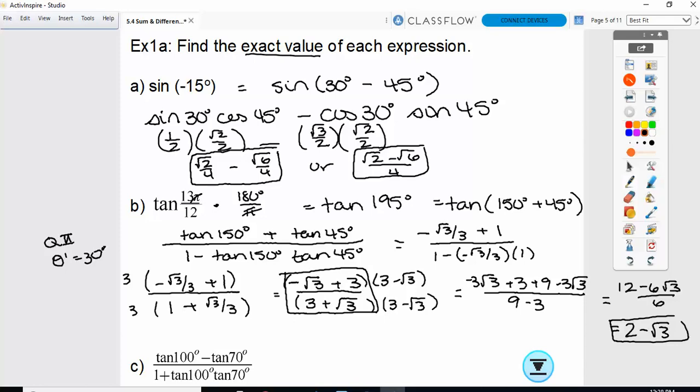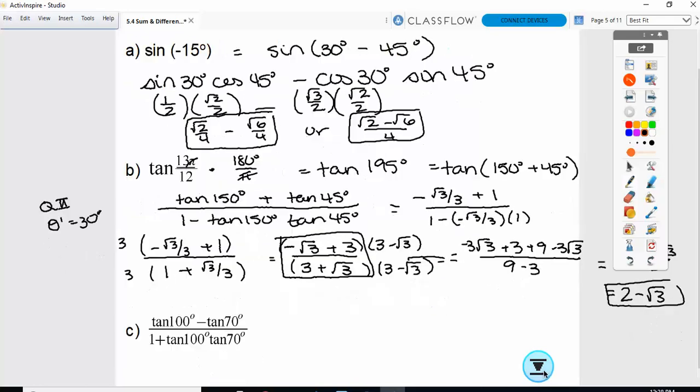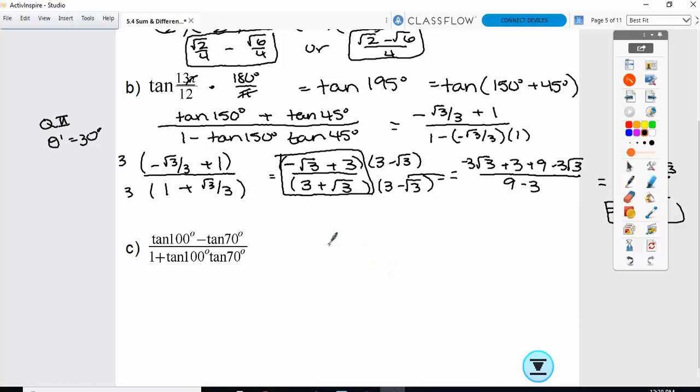Let's see. What does that one look like? Yeah, that's like the tangent of A minus B formula.